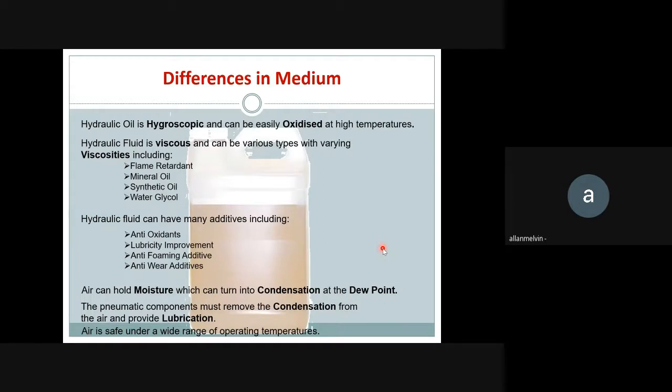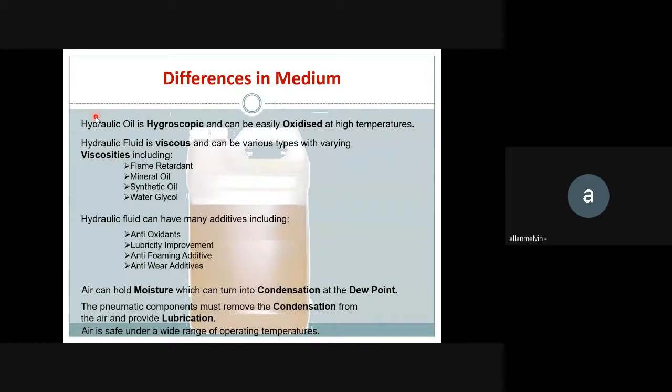Okay, so differences in medium. Hydraulic uses hydraulic oil, and pneumatic uses compressed air. Always imagine the oil in a car: in the brake you have brake fluid, in the power steering you have power steering oil, in the automatic transmission you have ATF, automatic transmission fluid, and more in different cars. Imagine hydraulic oil is the same.